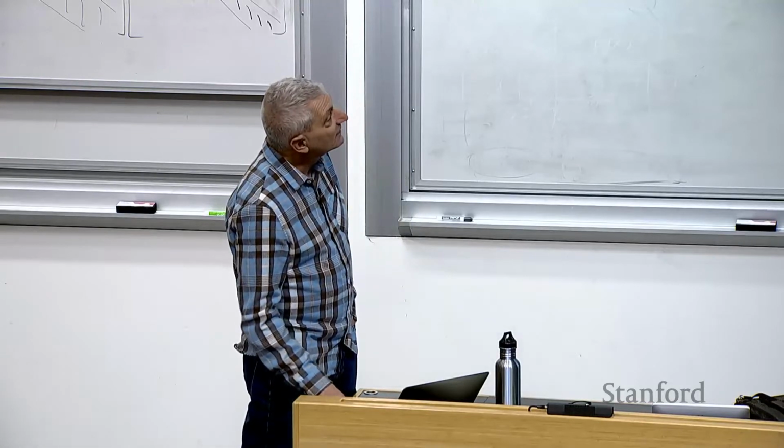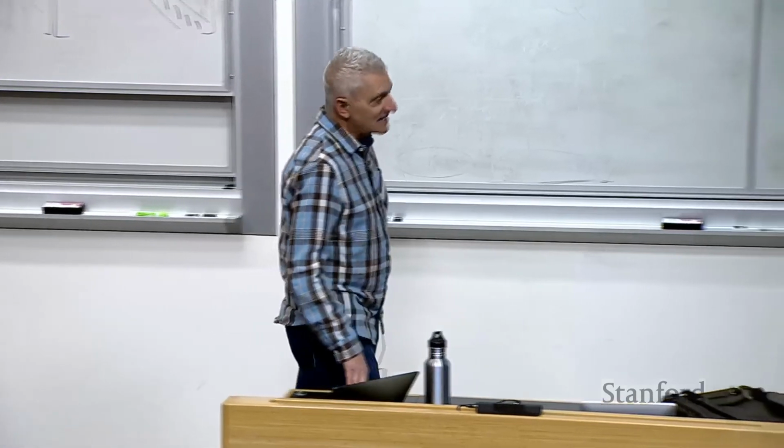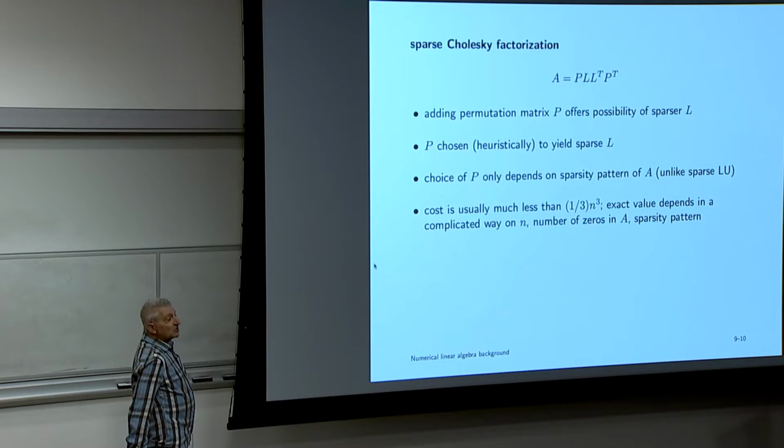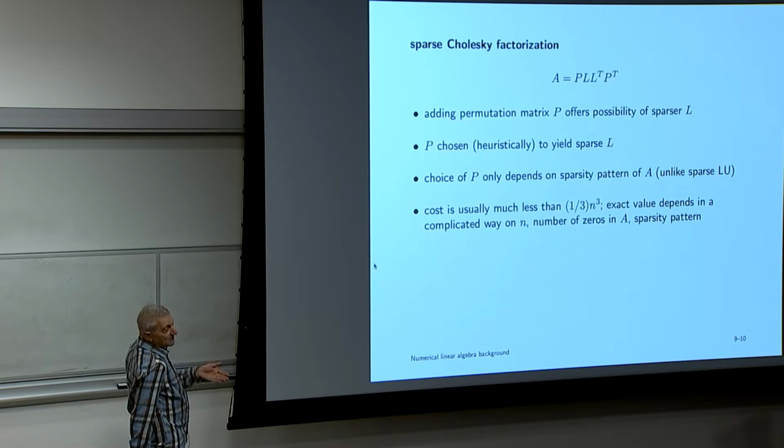Okay? And now we get the sparse Cholesky factorization. And here I'll tell you something super interesting about it, I think. It turns out this is basically the same as calling a Cholesky factorization on P transpose AP. Right? Because take that equation, just multiply on the left by P transpose, on the right by P.